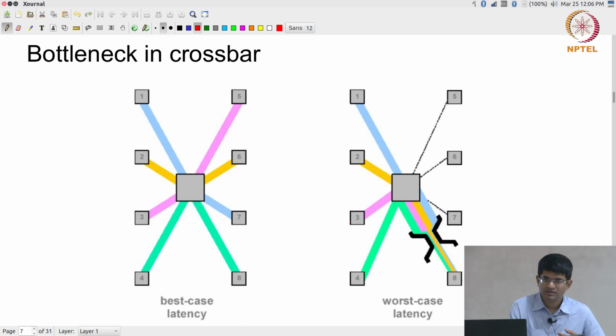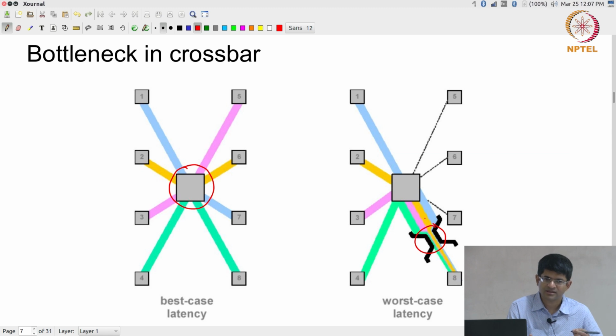A crossbar is in some ways better in the sense that what is happening inside this block over here is that it actually allows us to make any arbitrary connection from the left side to the right side. So 1 can be connected to 5, 2 can be connected to 6, all can happen at the same time. So it gets rid of that problem of the shared bus. The problem now happens when everybody is trying to talk to the same destination. So let us say 1, 2, 3 and 4 are all trying to talk to 8, then that becomes an issue even with a crossbar.